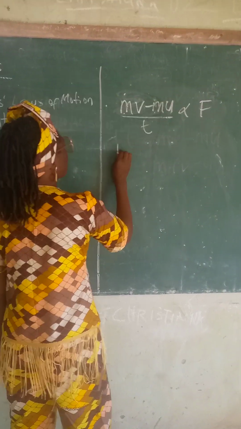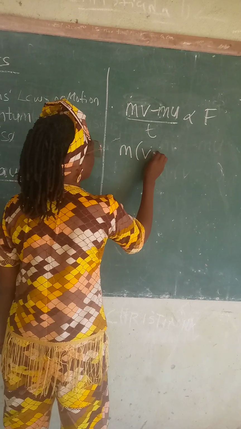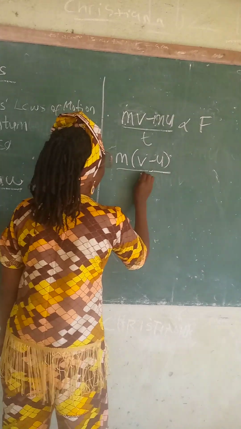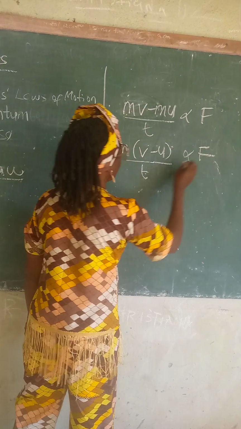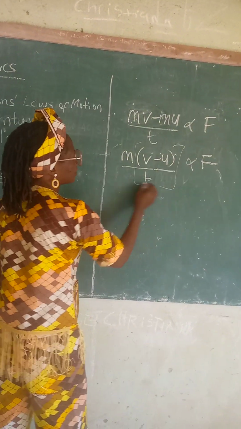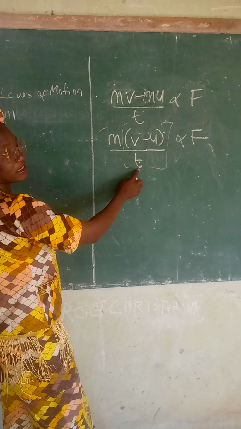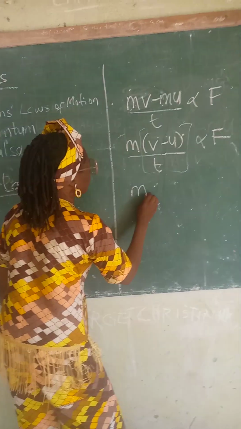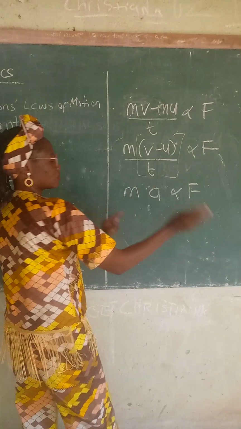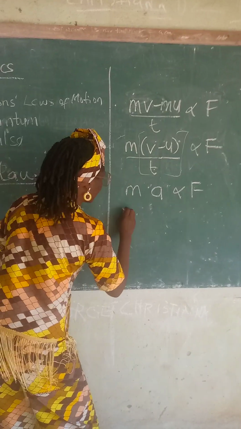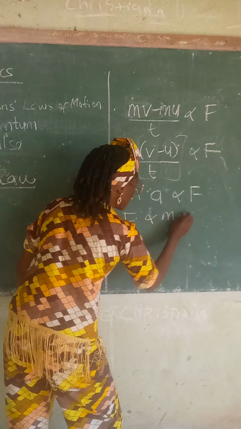Now, if we break this down, we have mv minus mu over t. If we factor out m, we have m times (v minus u) over t directly proportional to F. This is the same thing as acceleration: v minus u over t is acceleration. So we have ma is directly proportional to F. Let's swap it: F is directly proportional to ma.